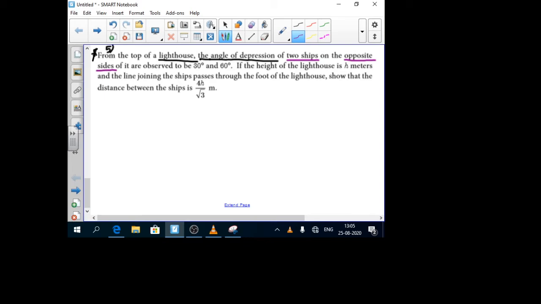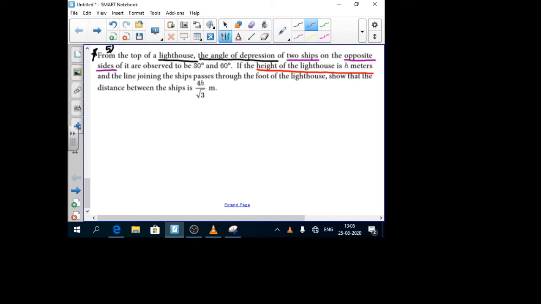Height of the lighthouse is, if the height of the lighthouse is h meters. So here they give the height of the lighthouse as h meters, not a number. Then the line joining the ships passes through the foot of the lighthouse. Show that the distance between the ships is 4h by root 3.